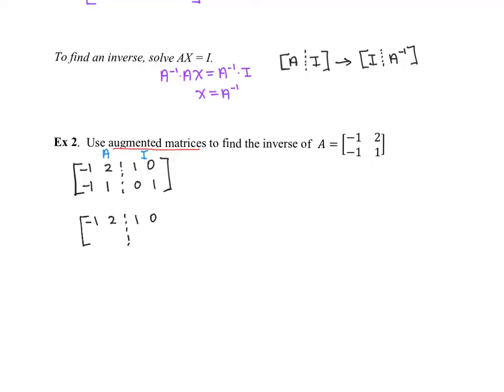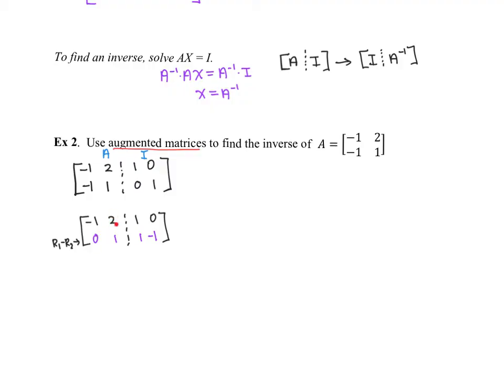Okay, so I'm going to keep the first row the same. Let's see, I want to cancel out the element in 2, 1. I think I'm going to do row 1 minus row 2. Negative 1 plus 1 is 0. 2 minus 1 is 1. 1 minus 0 is 1. 0 minus 1 is negative 1. Okay, I have the 0 here.